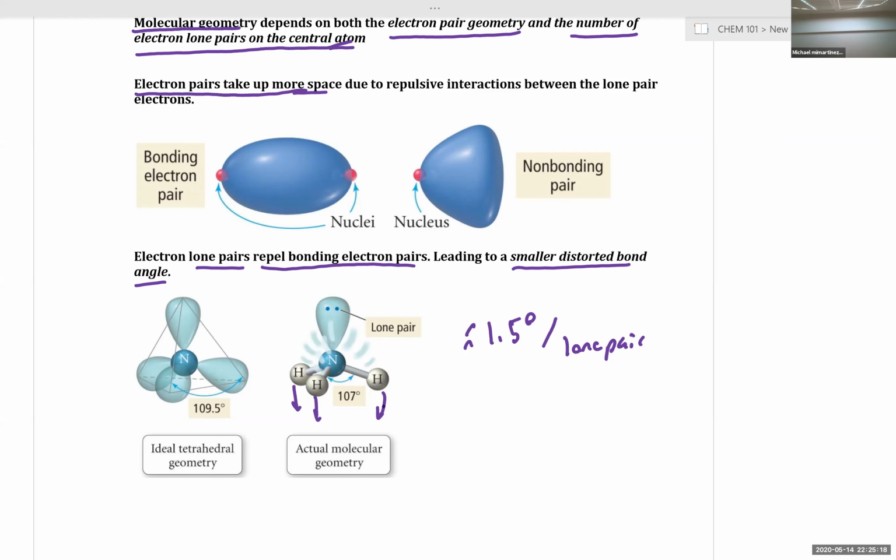Does that make sense to everyone? Does this idea of electron repulsions make sense? Is everyone comfortable with this idea?